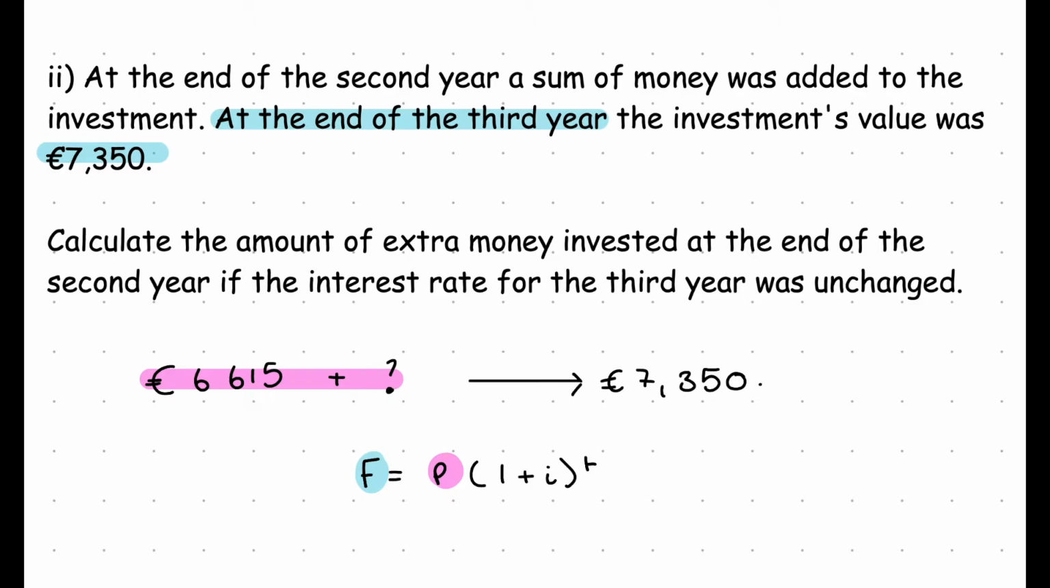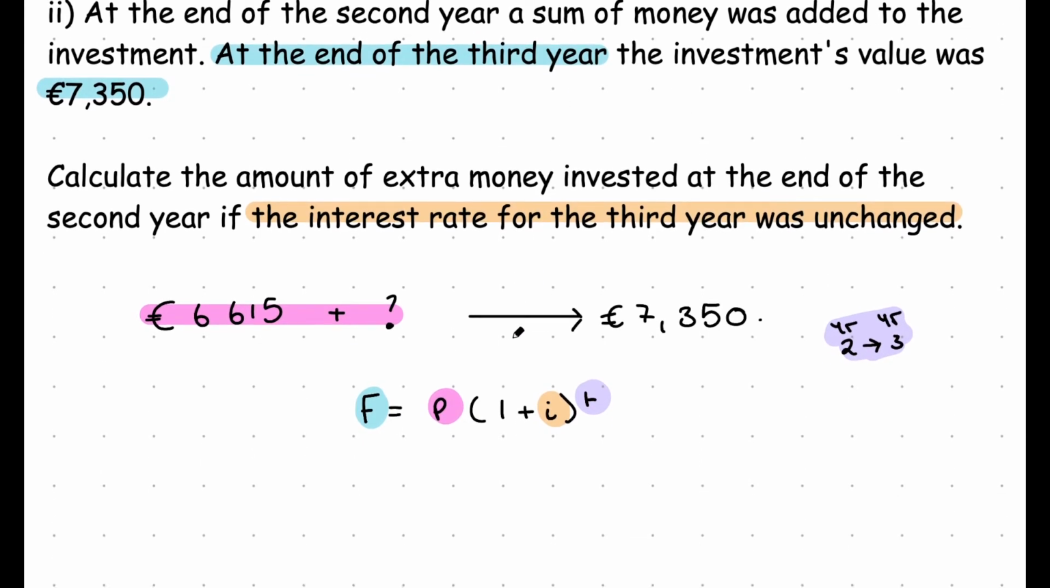Do I know what the value of I was? Well, they've told us that I is the interest rate and it's the same for the third year. It's unchanged, right? So it's unchanged from the previous 2 years. So it's still 5%. And then T is the amount of time that we're leaving it in there for. So we're going from year 2 to year 3. So how long has that been in there then? Well, it's only been in there 1 year. So that tells us the time.